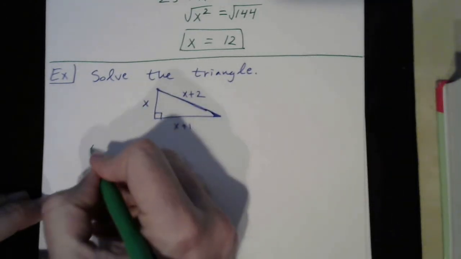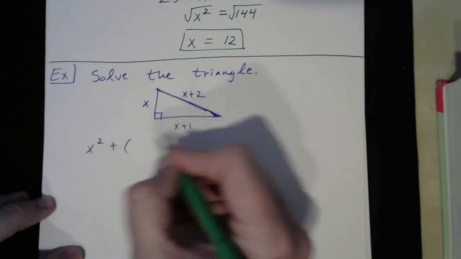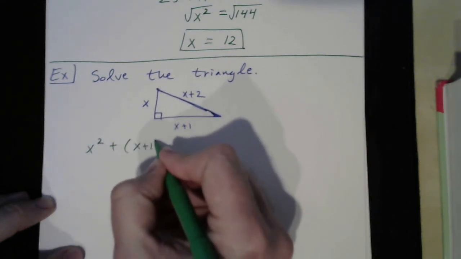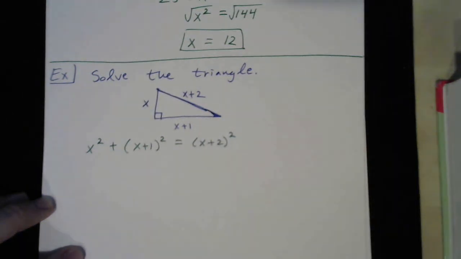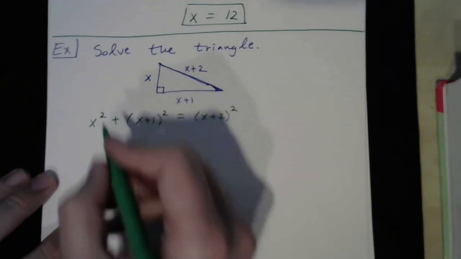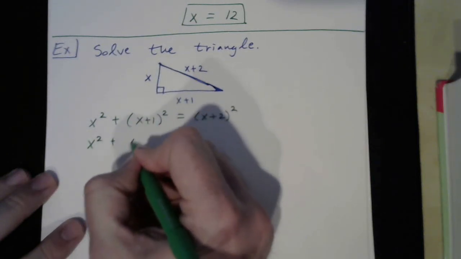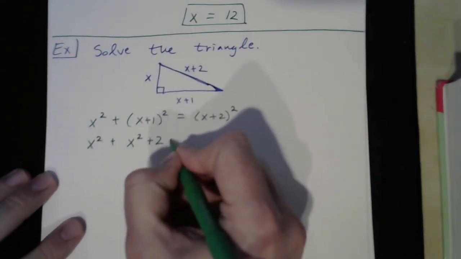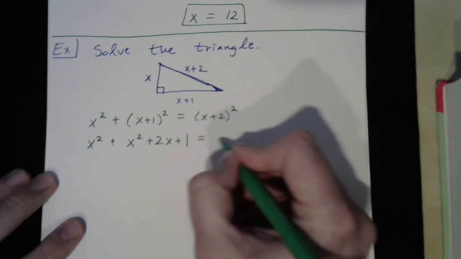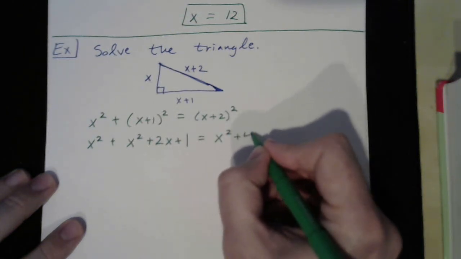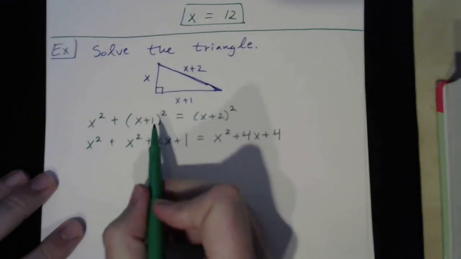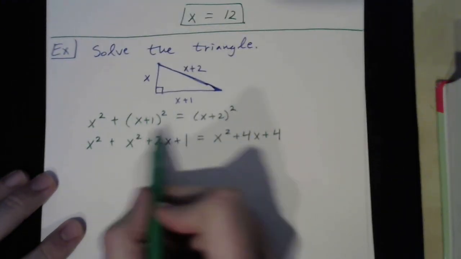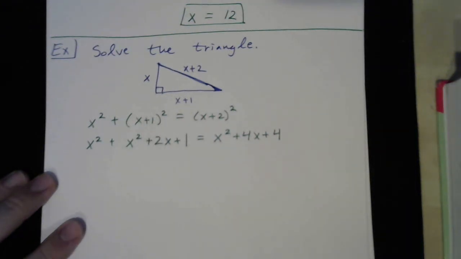So our Pythagorean theorem says x squared plus the other leg, x plus 1 squared, should equal x plus 2 squared. We have to expand this out, so we have x squared plus x squared plus 2x plus 1 should equal x squared plus 4x plus 4. So these are just coming from expanding these out, either foiling or using our perfect square trinomial formula. And then we'll collect like terms.